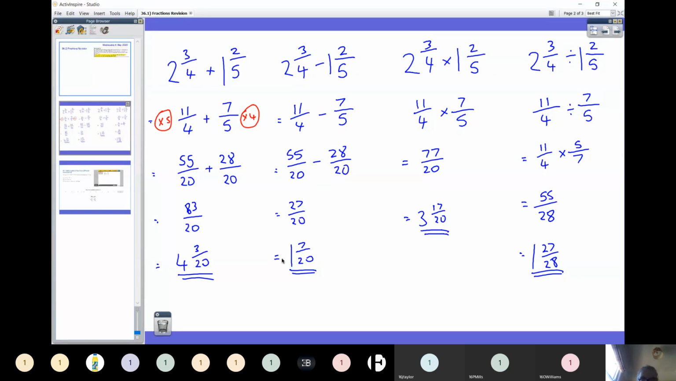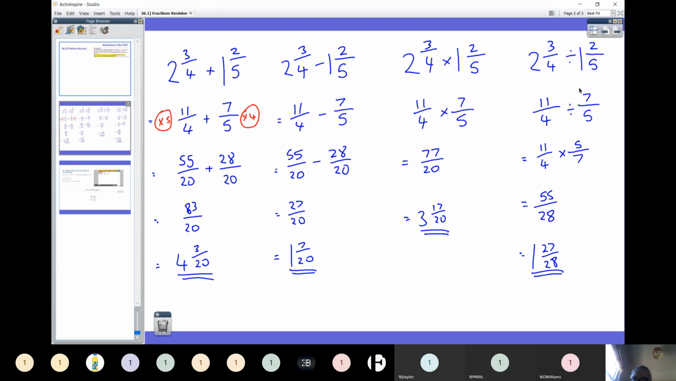Now, moving on to multiplying. So again, I want you to always go top-heavy improper fractions. And then remember, multiplying is the easy one. It's just top times top, bottom times bottom. 11 sevens are 77, 4 fives are 20, that's 77 over 20. So we can get 3 wholes out of that using up 60 bits. So we're left with 17 20ths.